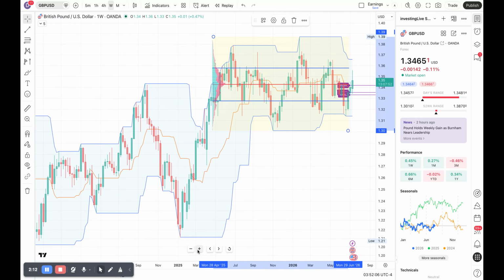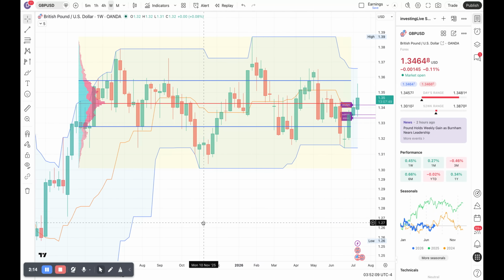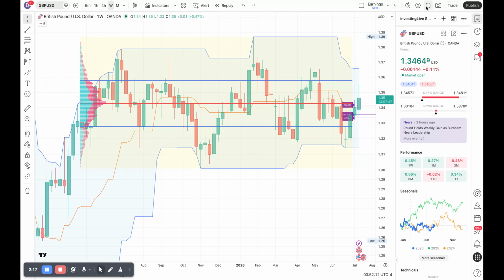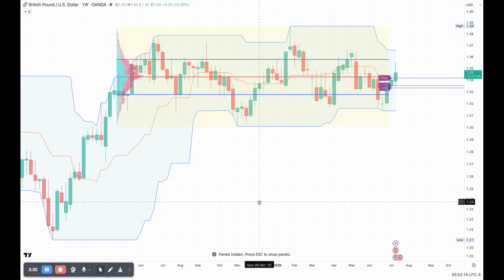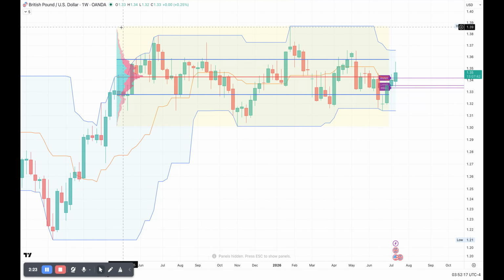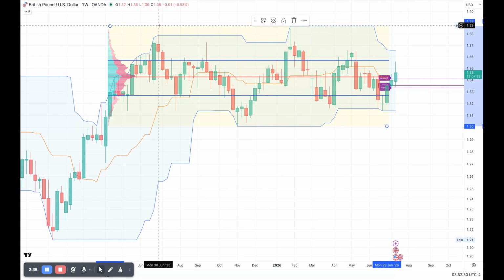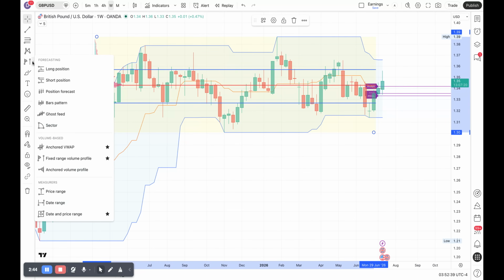So from the monthly, I'm going to the weekly. I'm going to zoom in, and I can also remove this so we have more space to look at. If you can see, down here, that's at 1.30, and up here the high is 1.39. So I want to encompass the bars that are within this range. And then I have the volume profile. I got to it by going here on TradingView to the fixed range volume profile.